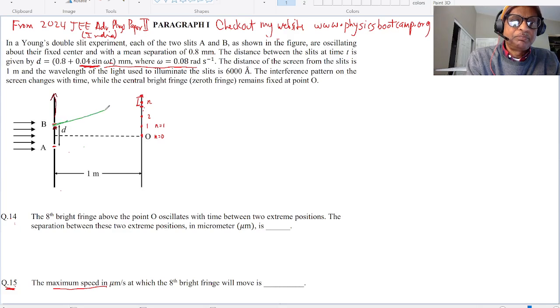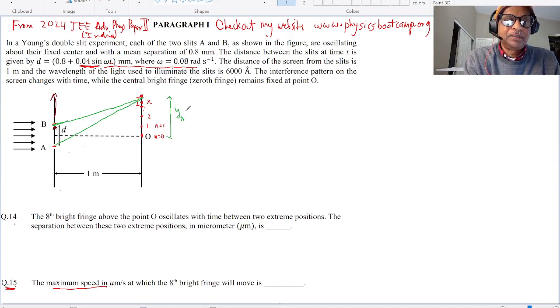So let's look at this nth spot, and let's call this yn, and it's at some time t. And this is d. I'm going to change this d to a because we'll now have to take a derivative with respect to it. So let's make this a, and I'm going to call this a at some time t.